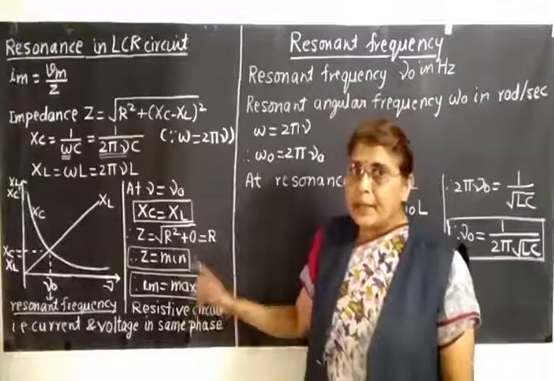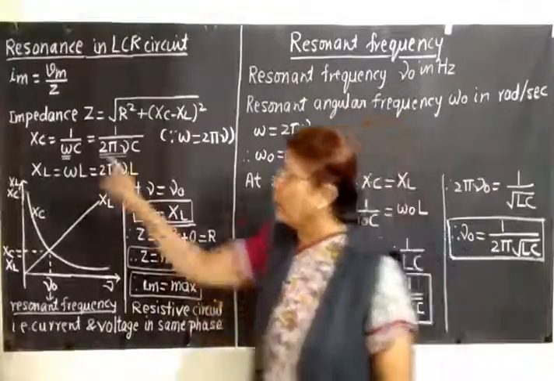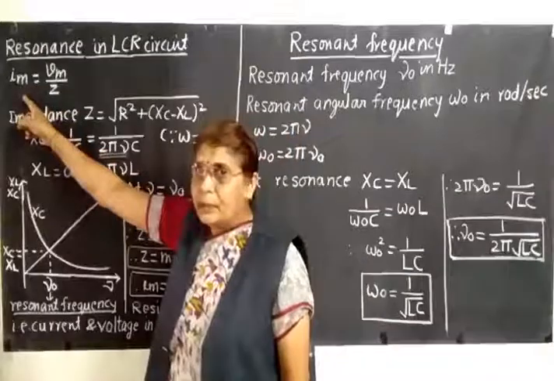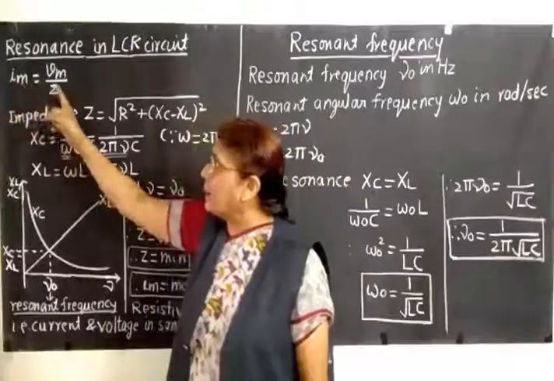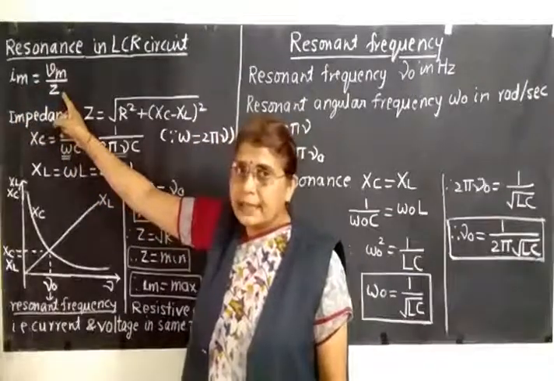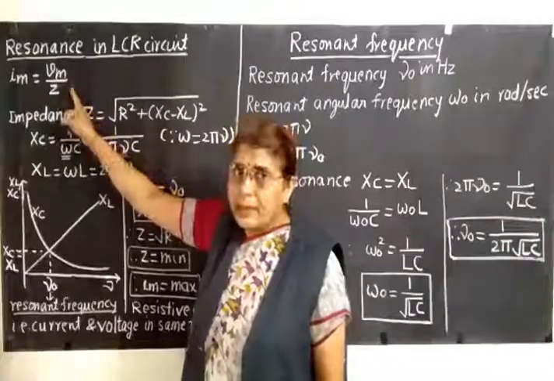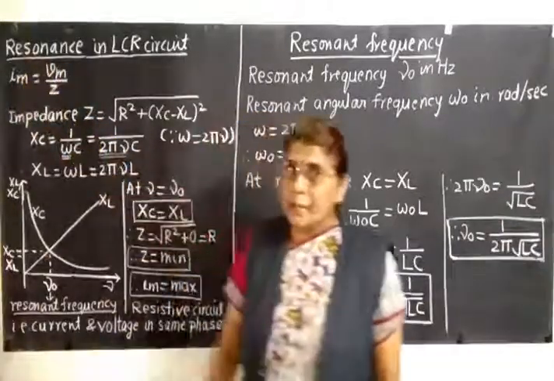Now if the impedance becomes minimum, what about the current amplitude? You have seen here that current amplitude is inversely proportional to Z. If Z becomes minimum, then the current amplitude becomes maximum.